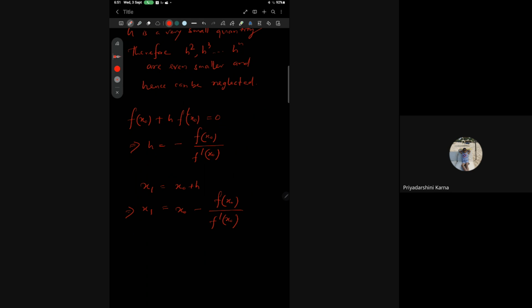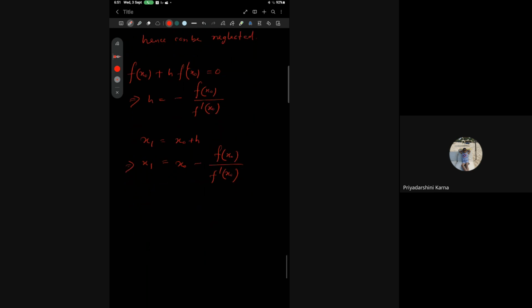Now, if x1 is the solution, then f of x1 will equal 0. But if x1 is not a solution, then what we will do? We will find out x2. Then x2 will be equal to what? x1 minus f of x1 by f prime x1.